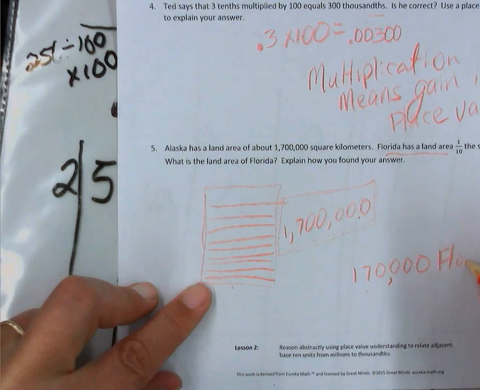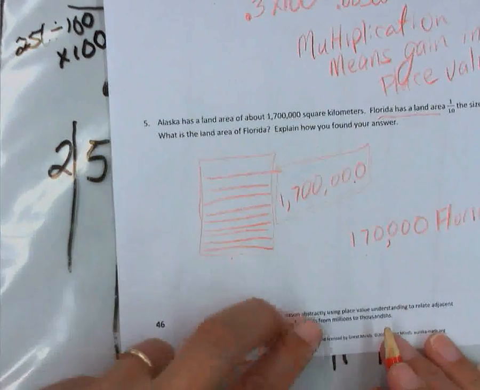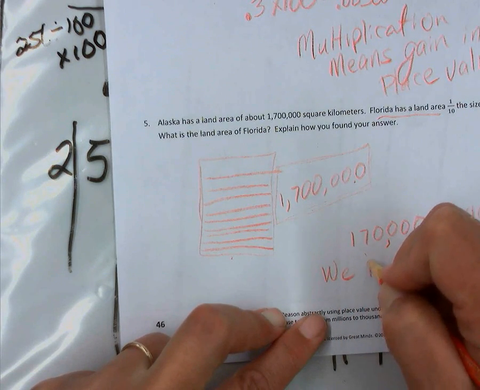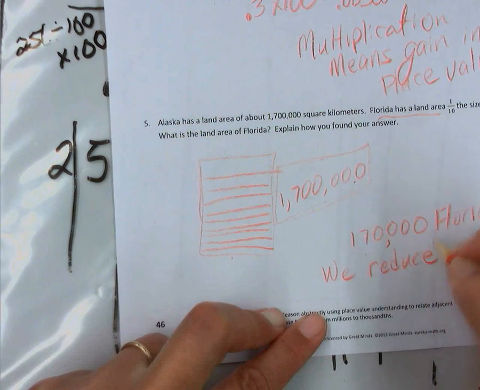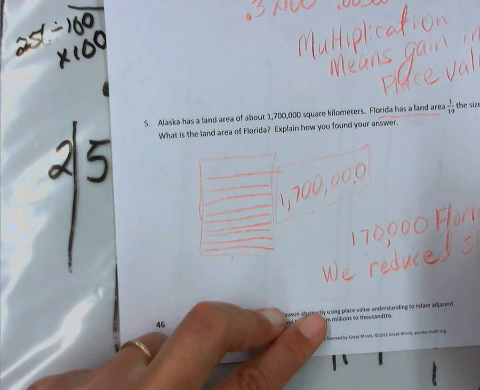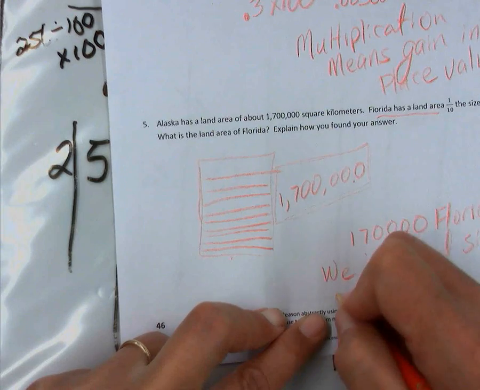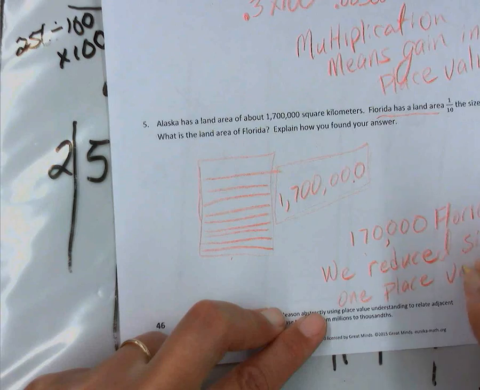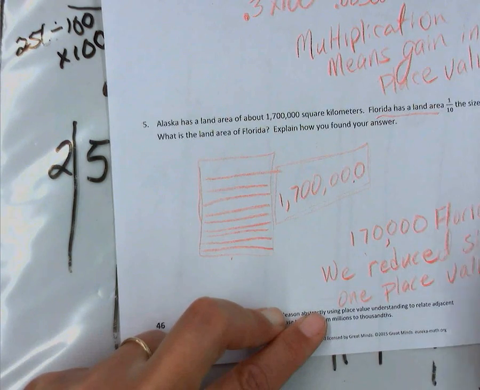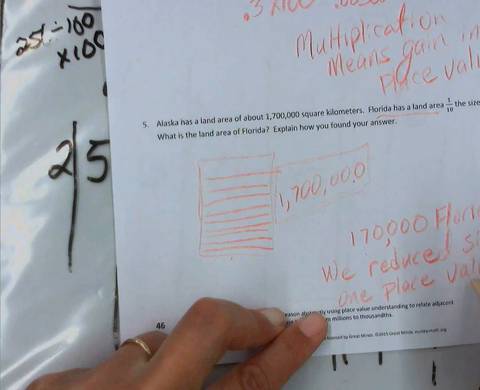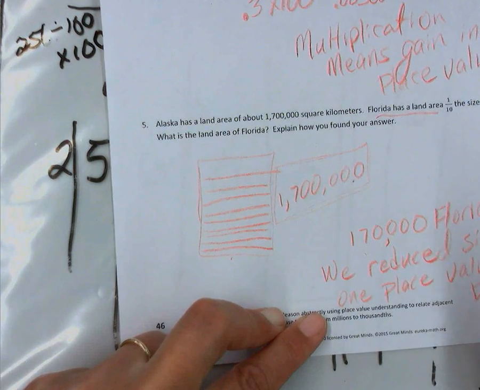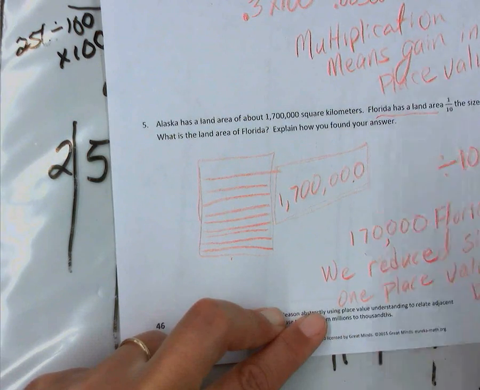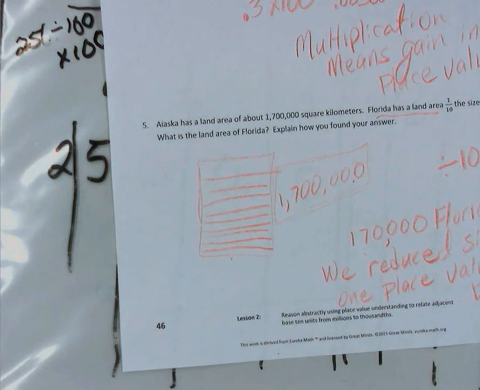So I'm going to label this Florida. And what happened was we reduced the size by 1 place value. Can we say we divided? I think so. So we divided by 10. All right, that's lesson 2.